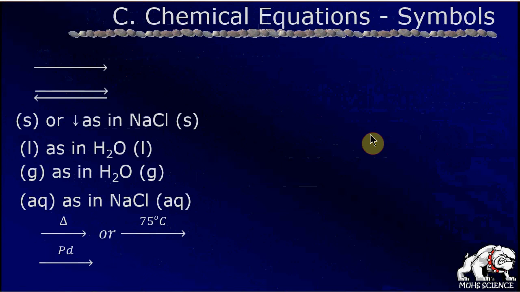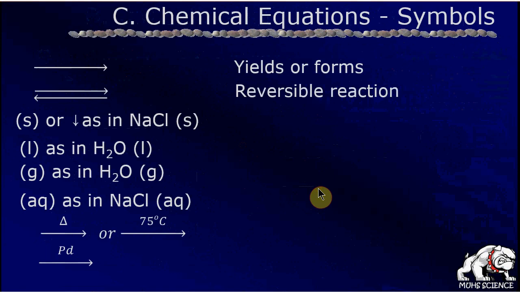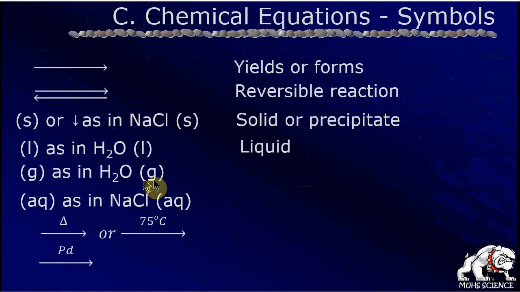All right, let's talk about different types of ways to indicate things happening in a chemical reaction. The arrow means yields or forms. The double-ended arrow means reversible reaction, which means it could go both ways, which a lot of chemical reactions do. An (s) in parentheses or a down arrow, as in NaCl(s), is talking about a solid or a precipitate. So maybe one of my reactants is solid NaCl that I add to something. An (l) in parentheses, as in H2O(l), is telling you to use liquid water. And a (g) tells you to use gaseous water. So you're talking about water vapor.